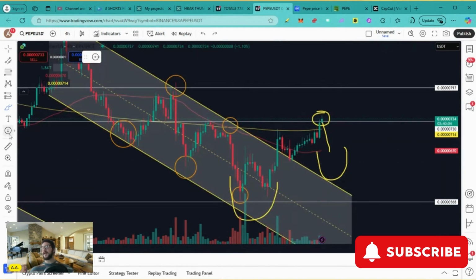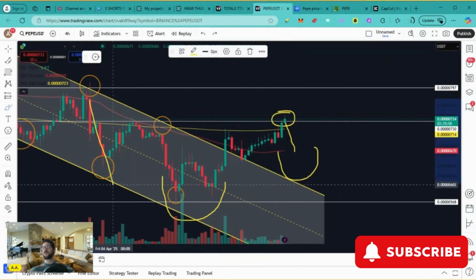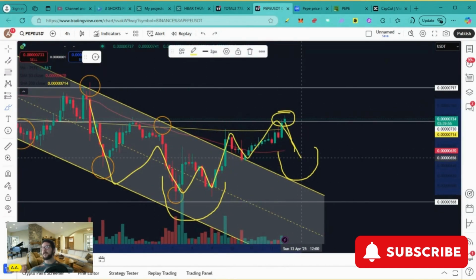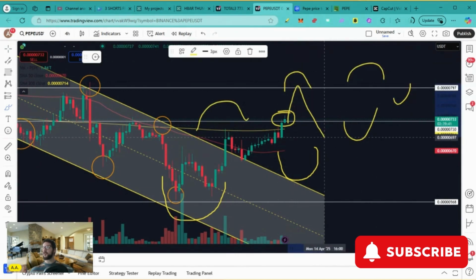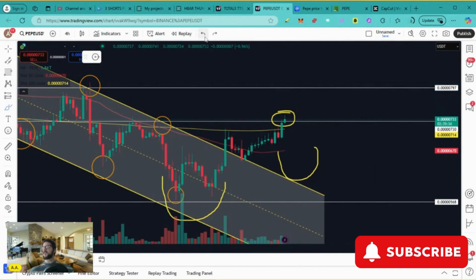Therefore, after the breakout, this can potentially be the beginning of a change of trend, guys, from a downtrend to an uptrend. So what we might see after the breakout is PEPE to start putting higher lows and higher highs. This is the definition of an uptrend. So if the price action gets rejected here, watch for a bounce, watch for a higher low idea.